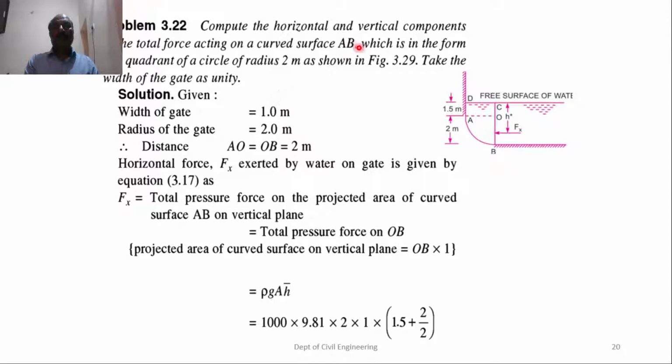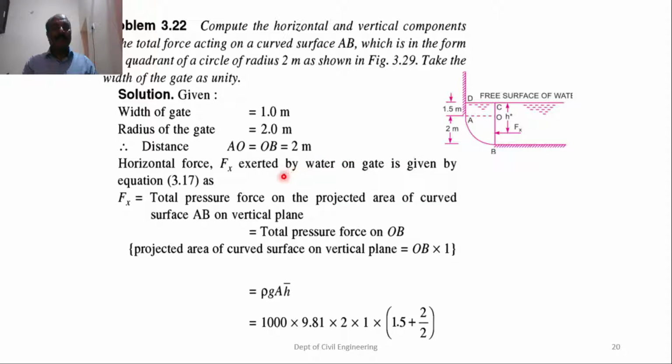Compute the horizontal and vertical components Fx and Fy of the total force acting on the curved surface AB, which is in the form of a quadrant of a circle of radius 2 meter, as shown in the figure. Take the width of the gate as unity, meaning 1 meter. The radius of the gate is 2 meter, so the distance AO is 2 meter.